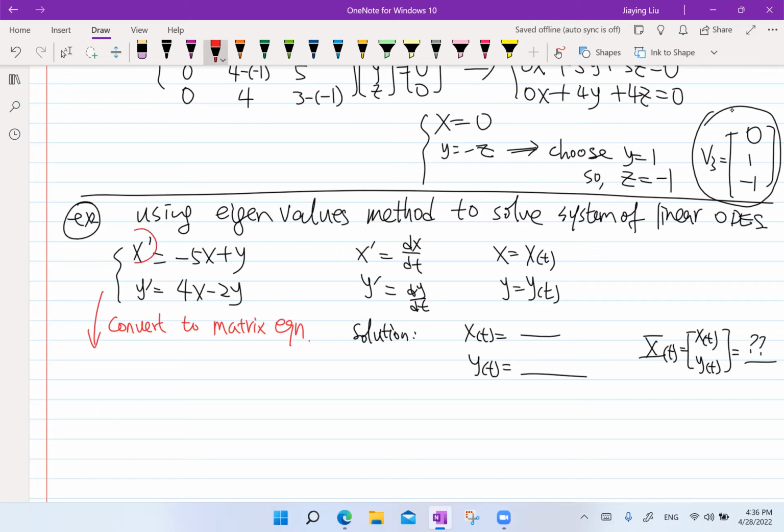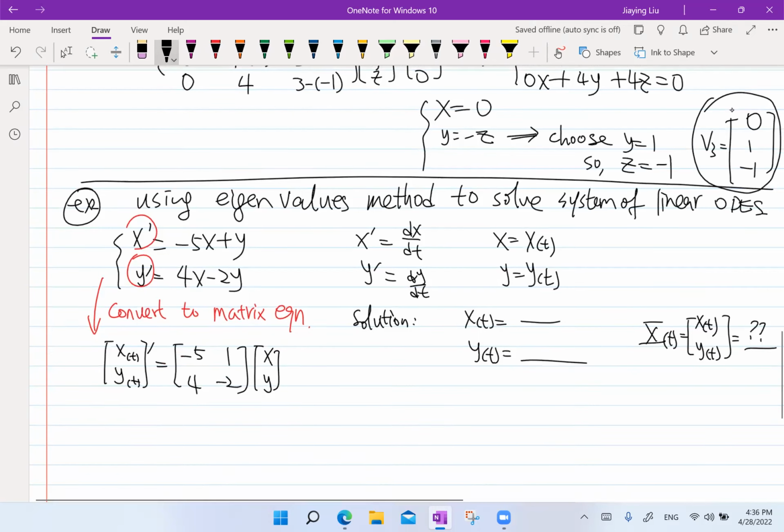So how do we convert to a matrix equation? The left-hand side, we're just going to put the derivative on the outside. So that's going to be x, y. It's really x of t, y of t, x, y prime. That's going to equal the right-hand side. We're just going to pull out the coefficients, put the coefficients into a matrix. So -5, 1, 4, -2. And then the remaining part is x, y, which is x of t, y of t. You don't have to write the t there, but I just want to show you what they are. So that's the very first step.